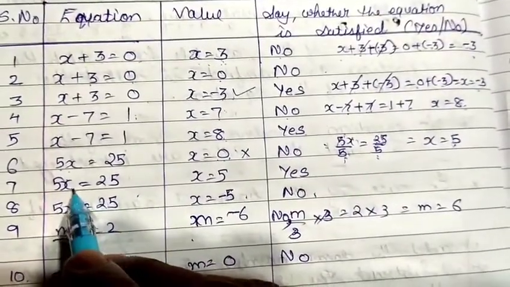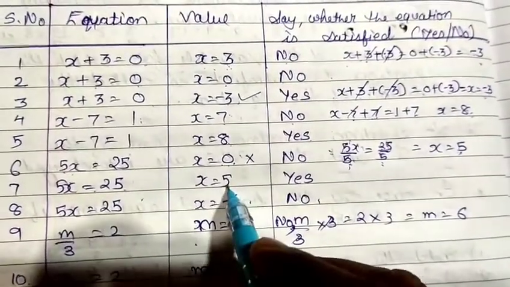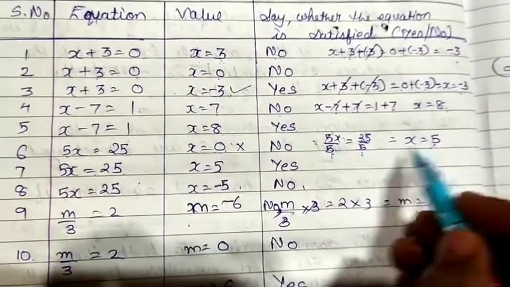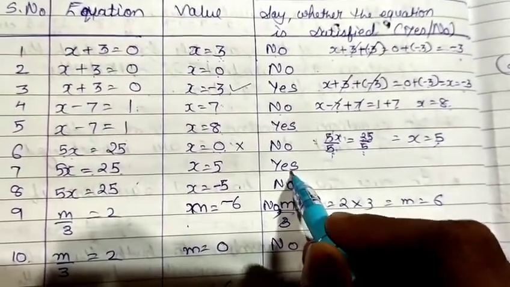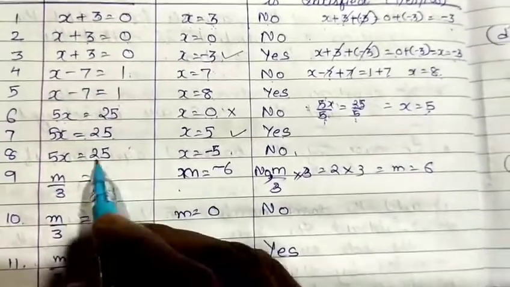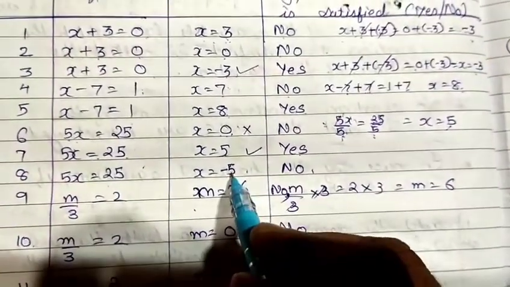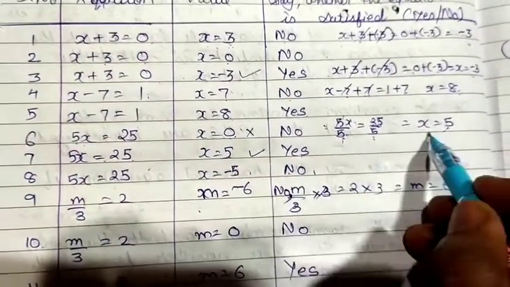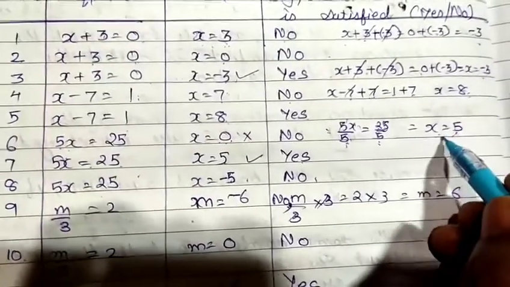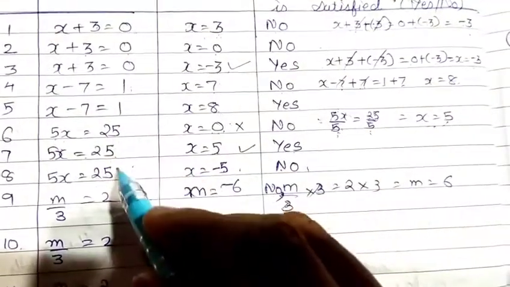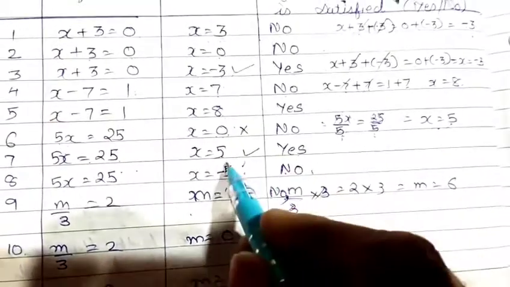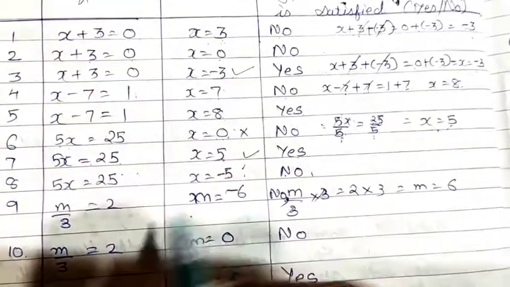Here second one, same question, 5x equals to 25, but here 5 is given. Just now only we saw it satisfied the condition. So write down yes. Now third one, here it is given negative 5. So write down no, because you should get positive 5 over here. See, same 3 question, 3 different value, and which condition is satisfied? This x equals to 5.